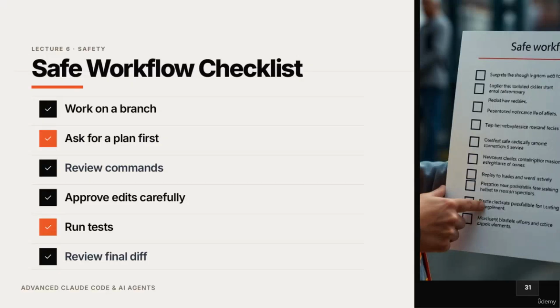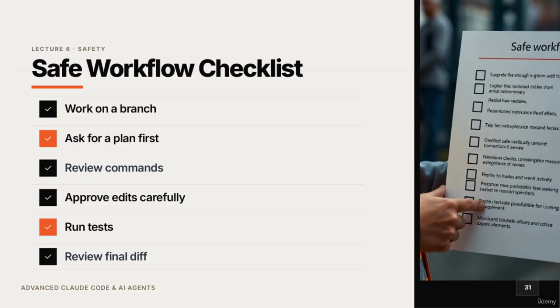Now, let's focus on the safe workflow checklist, which is essential for maintaining safety and accuracy in our work. First, always work on a separate branch. This helps isolate your changes and prevents unexpected disruptions to the main code base. Next, before making any changes, ask for a clear plan. Understanding the objectives and the steps involved reduces errors and confusion. Then, review the commands carefully before executing them to ensure you're making the right changes.